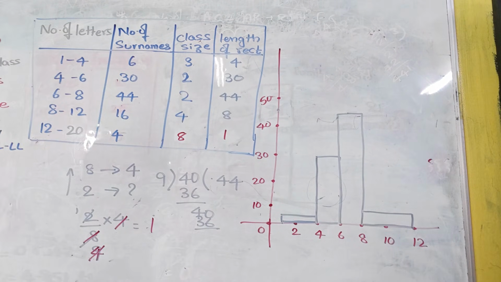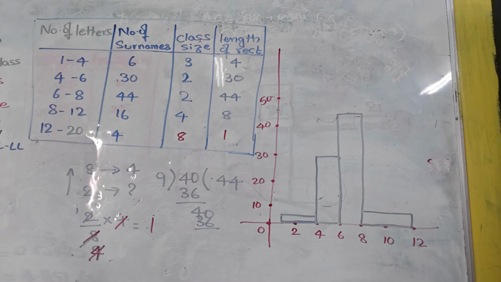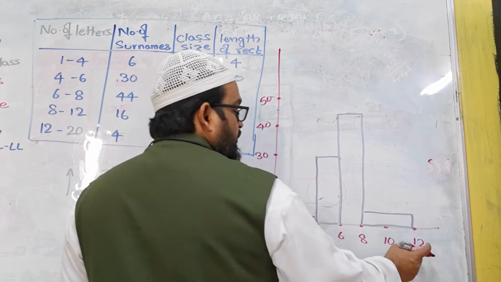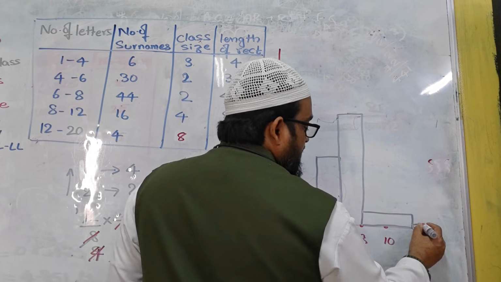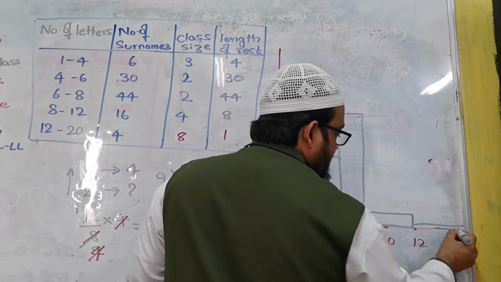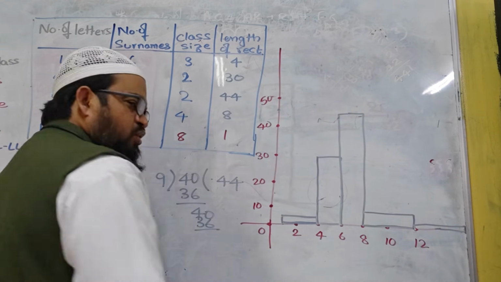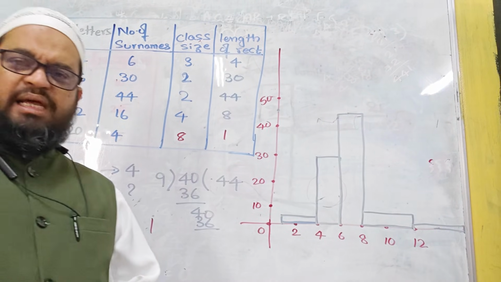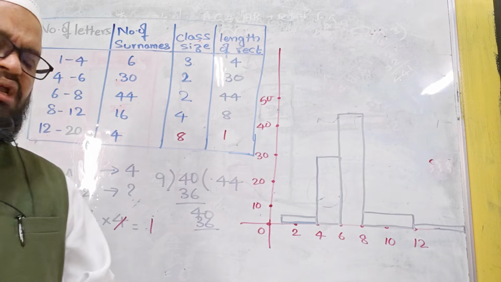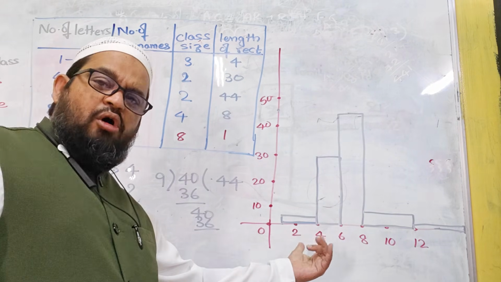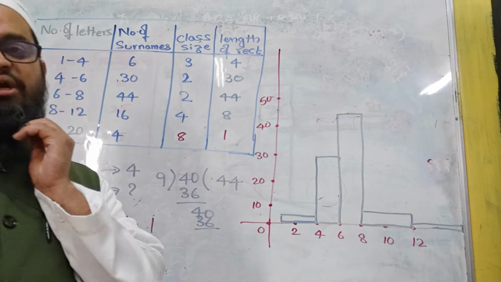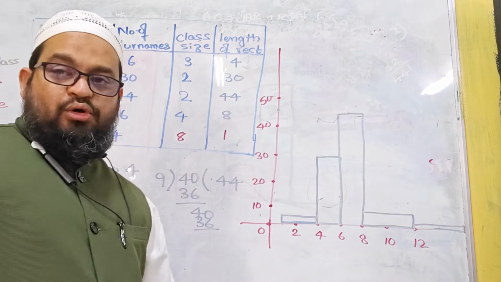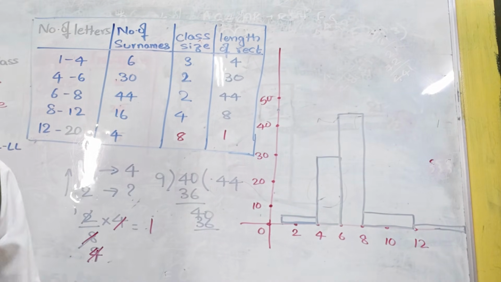And the next one, 12 to 20, I forgot. After 12 you get 14, 16, 18 and 20. So for that, the graph will be like this. Instead of 2, I would have taken 4 or 5. Understood? It will be easier. So this is the histogram for this problem.